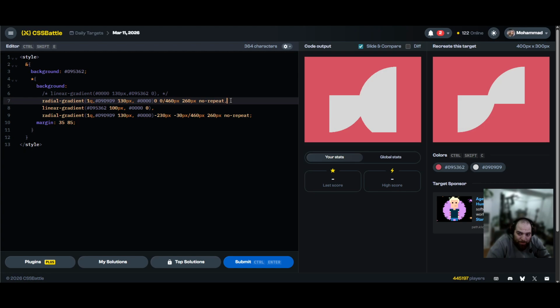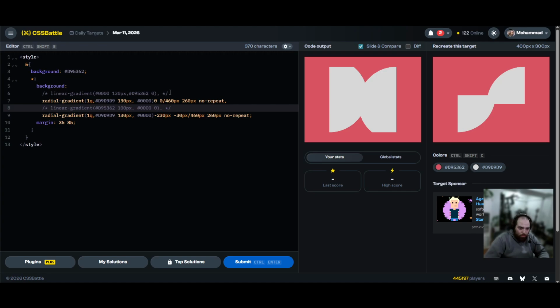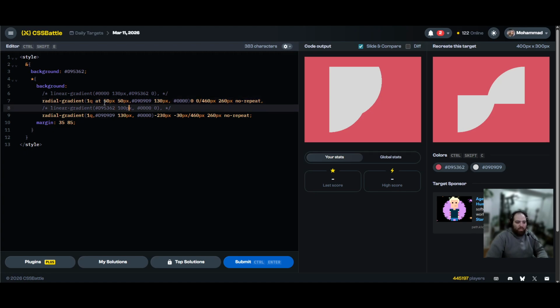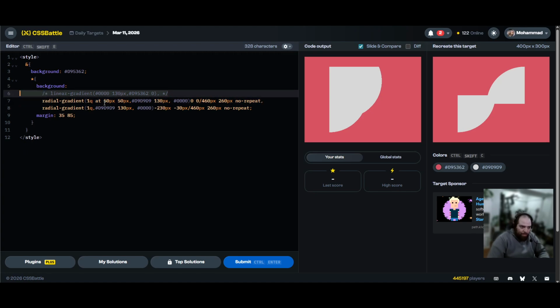I could put... Mm, this is not good. This is not good. Radial gradient. I feel like you should. Oh, you know what though? Hold your horses. If I go at 50px, 50px. Whoa, whoa, whoa. 50px. Oh, that's my answer. Get out of here.